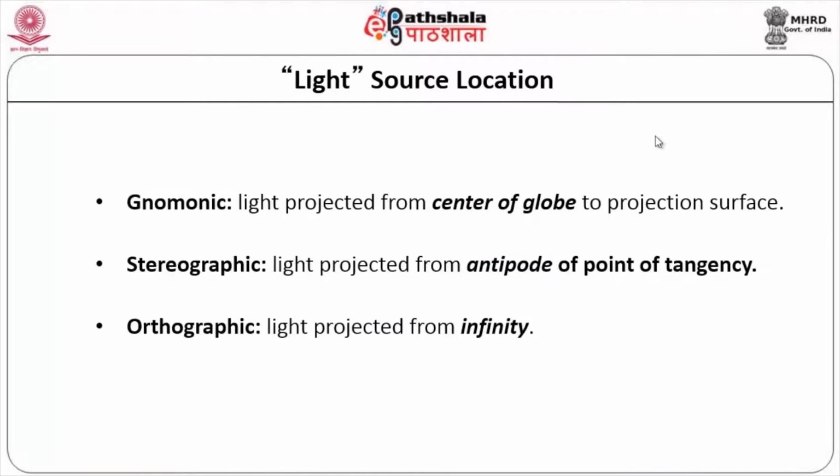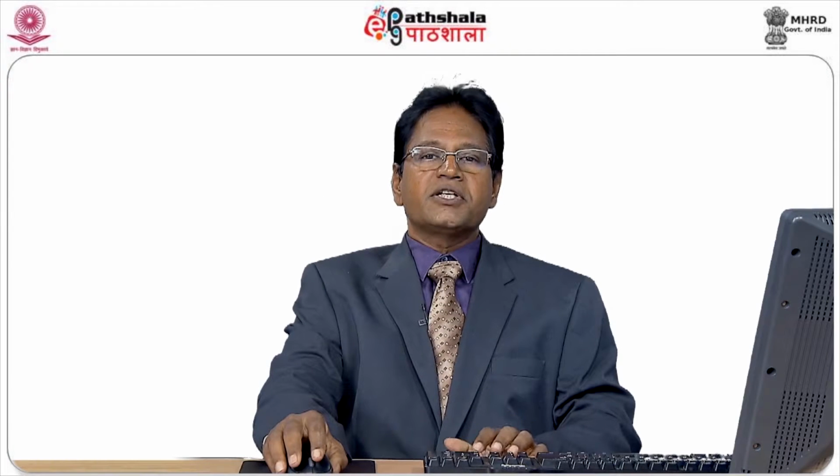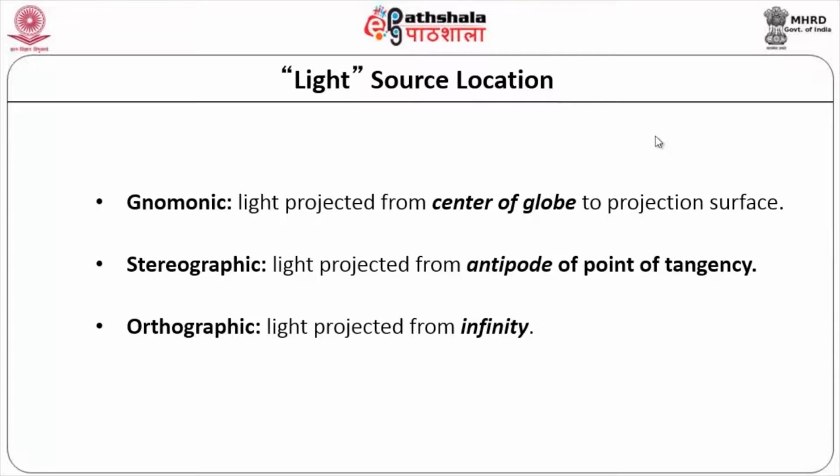If light is used as a source location, what types of projections can one develop? As I was telling you already, if light is used as a source, the gnomonic projection, stereographic projection or orthographic projection are the types normally generated by cartographers. Gnomonic projection: light projected from the center of the globe to the projection surface. Stereographic projection: light projected from the antipode of the point of tangency. And orthographic projection: light projected from infinity.